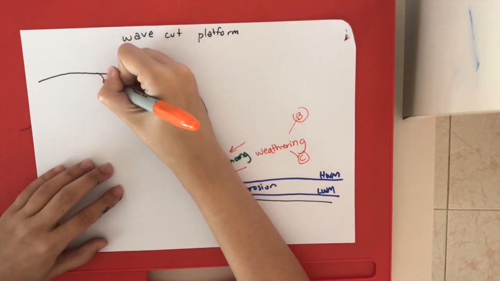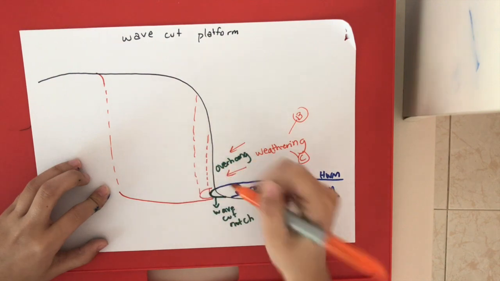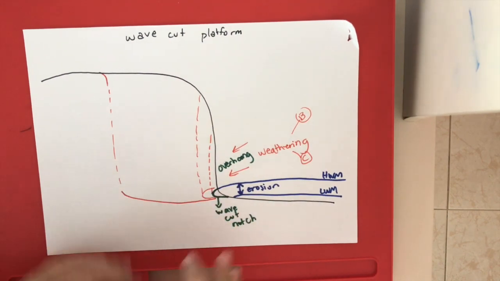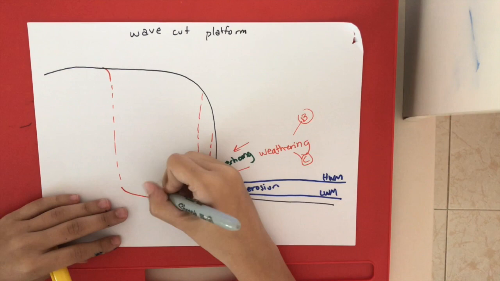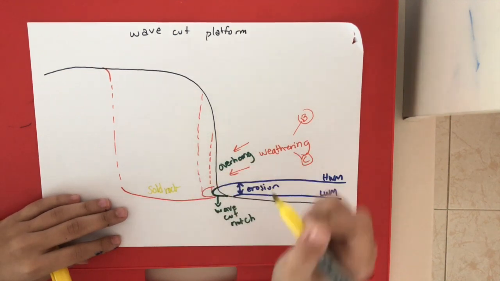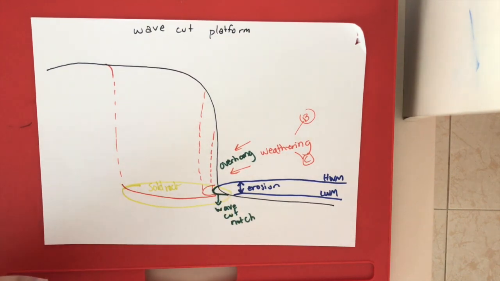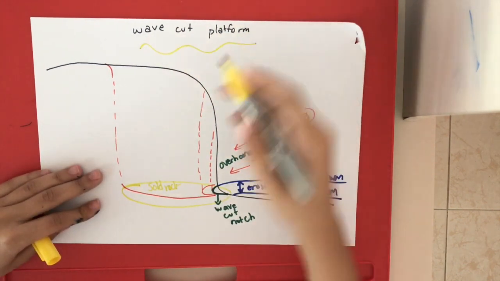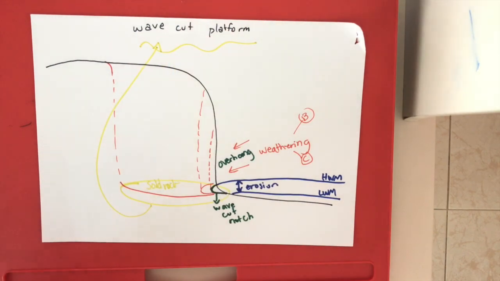until eventually this feature right here is what we wind up with, and it looks similar to a beach. However, you can tell the difference because it is made up of solid rock instead of sand, obviously. Solid rock. And so this feature right here is what the wave-cut platform is. So this is the wave-cut platform.